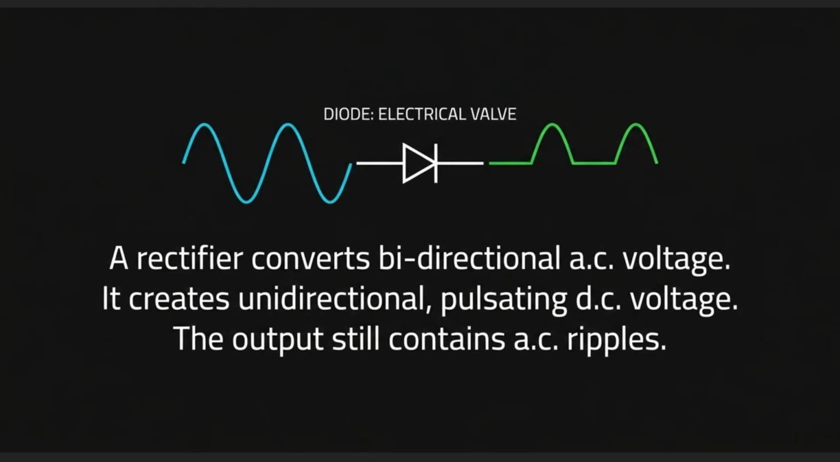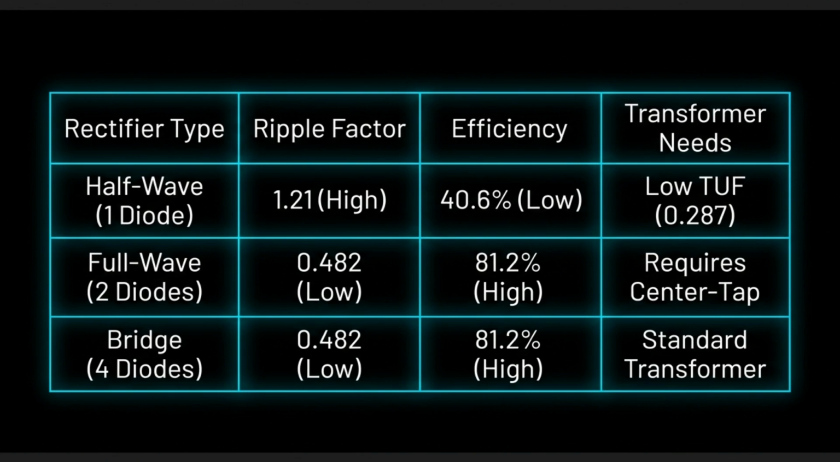A rectifier uses a diode, an electrical valve, to convert bidirectional AC voltage into unidirectional pulsating DC voltage. Note that the output still contains AC ripples. There are different types of rectifiers. Full-wave and bridge rectifiers offer higher efficiency and a lower ripple factor compared to the half-wave rectifier.